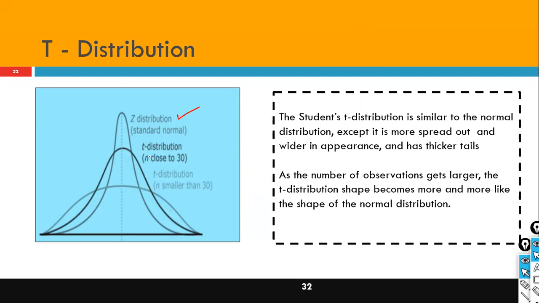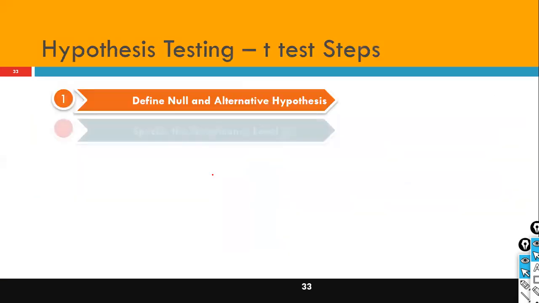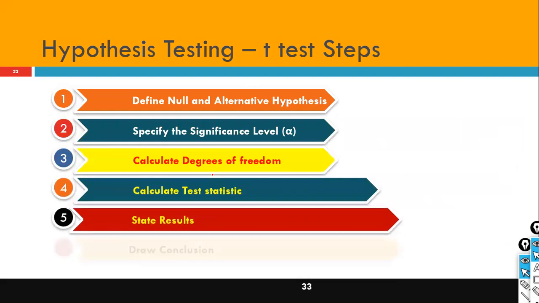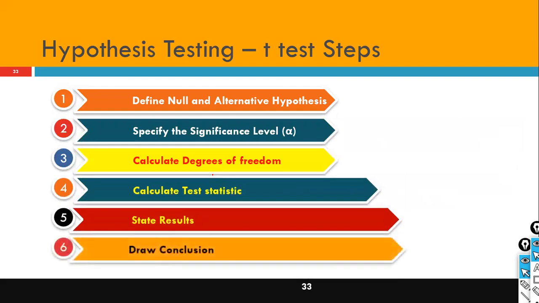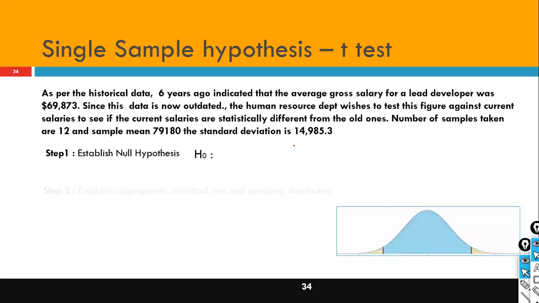If the sample size is close to 30 or smaller than 30, it will be like this. So we know the central limit theorem: as per the central limit theorem, as the sample size gets close to 30, it will become approximately normally distributed. So this is the t-distribution. Next, what are the steps required to conduct the t-test? The only difference here is you need to find the degrees of freedom, which is the sample size minus 1. Otherwise, it is the same as your z-test.